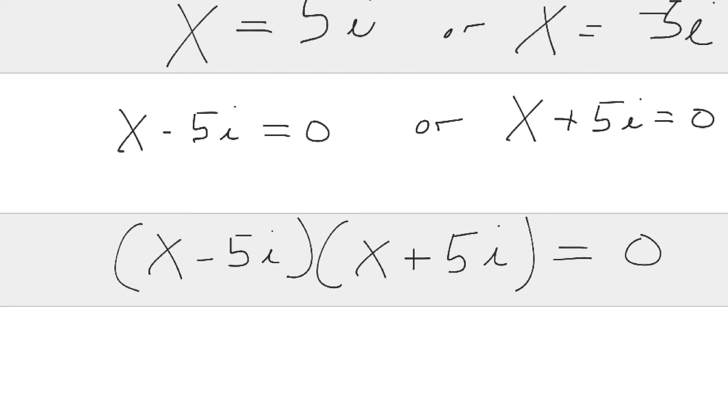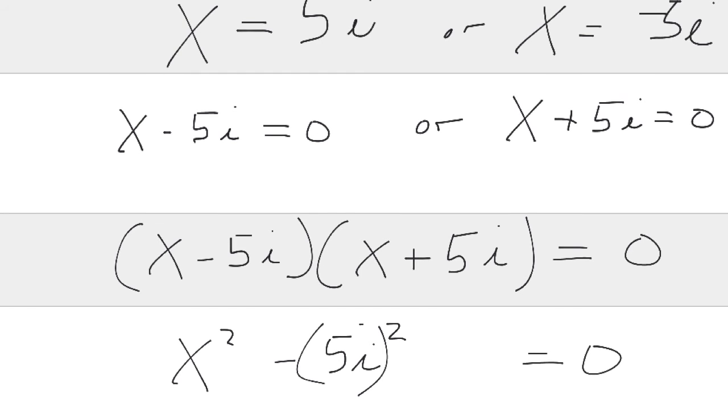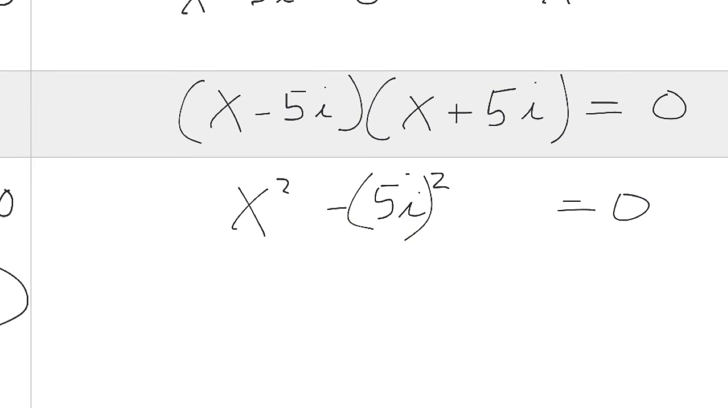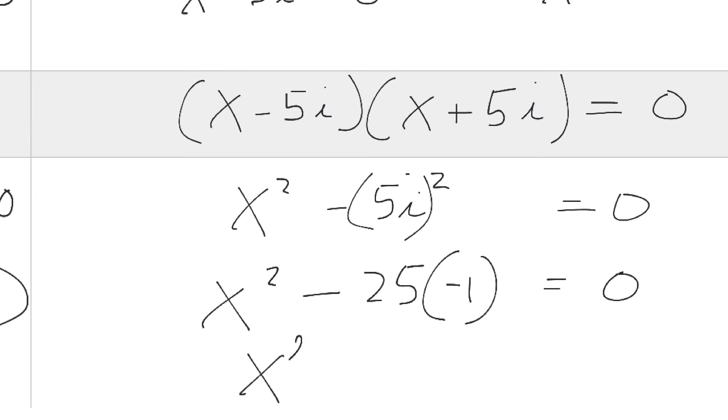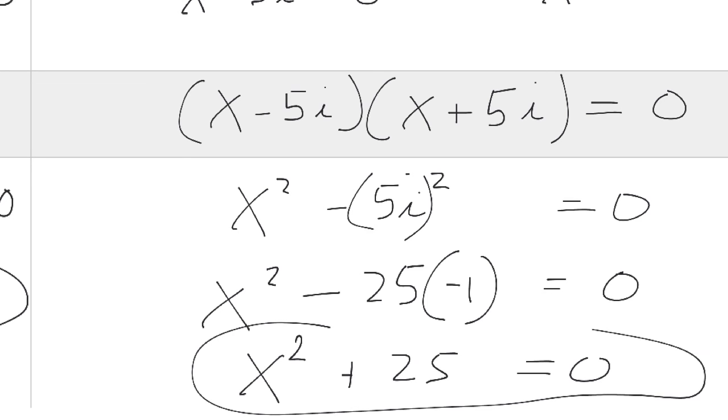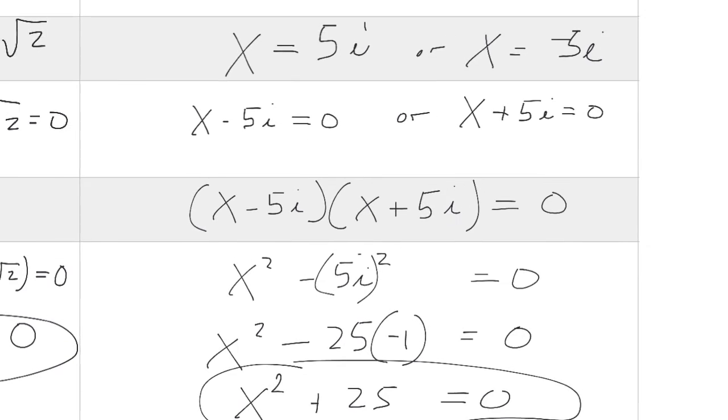These are complex conjugates, so when we FOIL them, the middle two terms are going to cancel out. We're just going to be left with x squared minus 5i squared, which is equal to 0. And if we simplify that, we know that this is going to be x squared minus 5 squared is 25, and i squared is negative 1, equals 0. Simplifying one last step, we get x squared plus 25 is equal to 0. This is one equation that will have those two solutions if you try and solve it.